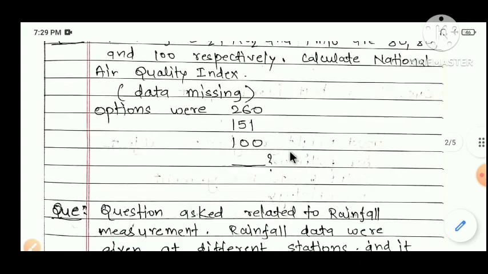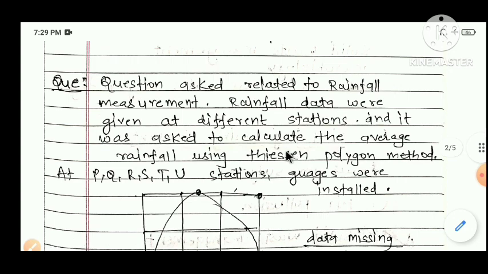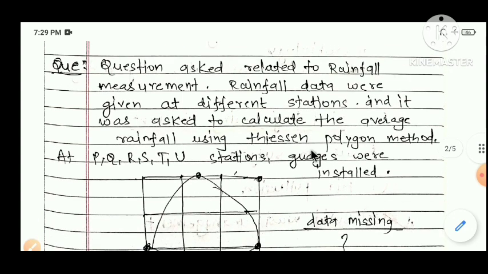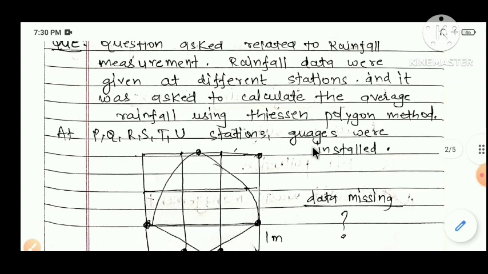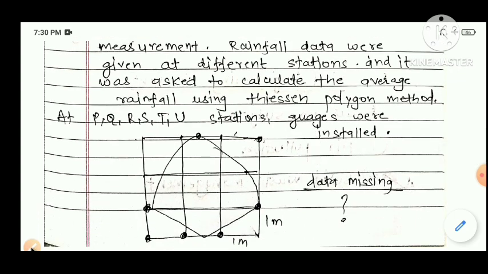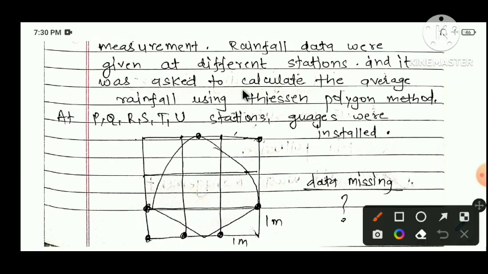Okay, moving to the next question. The question was asked related to the rainfall measurement. The rainfall data were given at different stations located in the area, and it was asked to calculate the average rainfall using the Thyssen polygon method. A very specific method was asked to calculate the average rainfall.